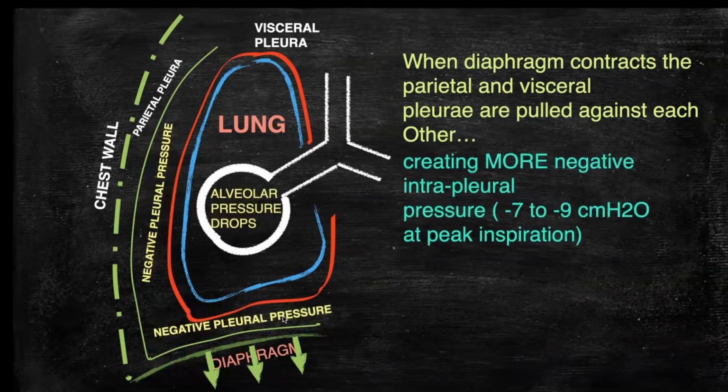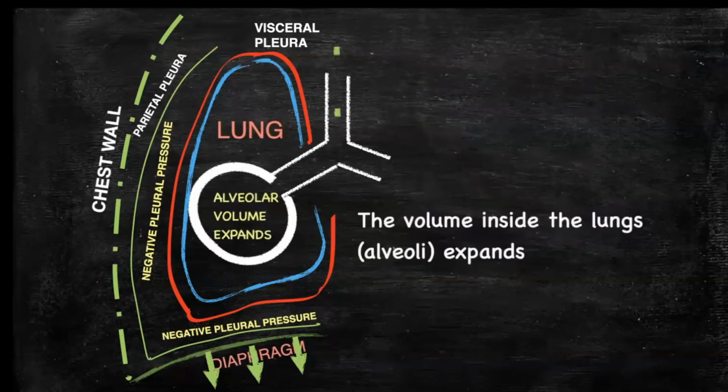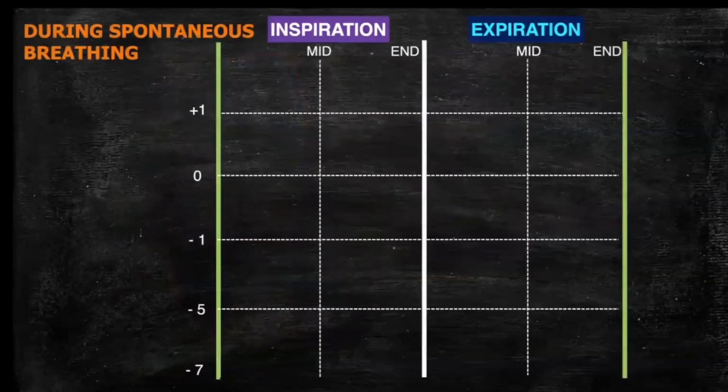During expiration, it will be somewhere at -3 to -4, and during inspiration, it can increase further to -7 to -9. And as we know, with Boyle's law, volume is inversely proportional to pressure. So when the pressures are falling, the volume expands, and as the volume expands, air is entrained, and the gas enters from the atmosphere through the airways into the alveoli, and that's how inspiration happens.